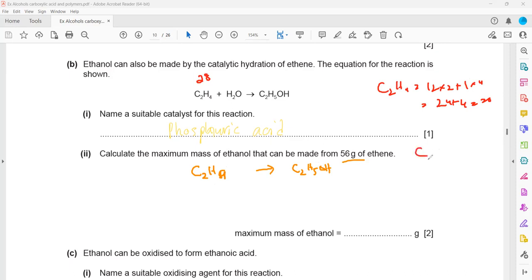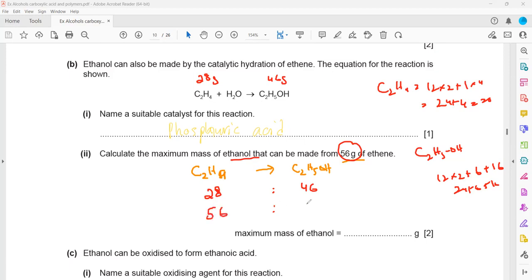And the mass of 1 mole of ethanol, 12 multiplied by 2, 24 plus 6 plus 16, is 46. So if we have 28 grams of ethene, we get 46, so the ratio of the mass is 28 to 46. The question is to calculate the maximum mass of ethanol which we can make from 56 grams. The molecular mass refers to the mass of 1 mole, and because we have only 1 mole here for both of them, the molecular mass is the same as the mass. So 28 gives 46.